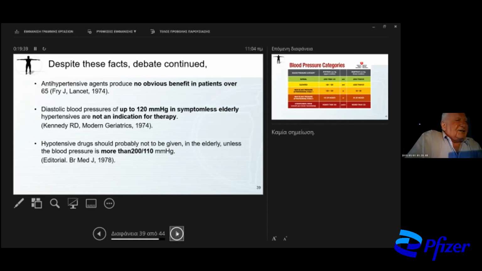Or diastolic blood pressures of up to 120 millimeters mercury in symptomless elderly hypertensives are not an indication for therapy. So 120 diastolic, no indication for therapy. Hypotensive drugs should probably not be given in the elderly unless the blood pressure is more than 200 over 110. This is an editorial in BMJ, 1978.